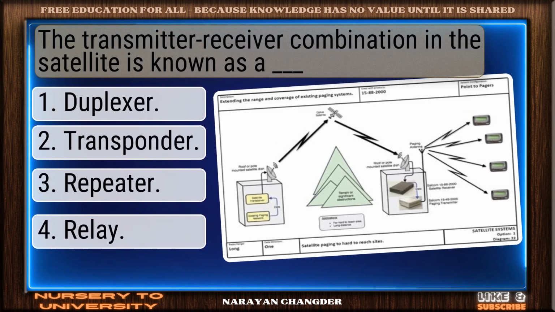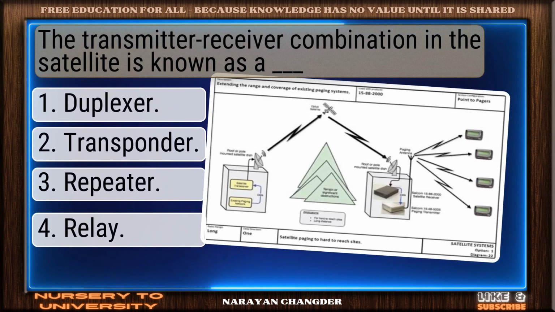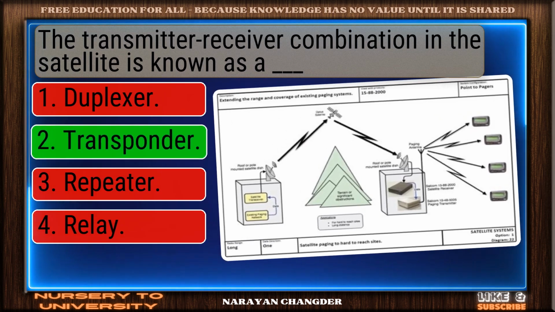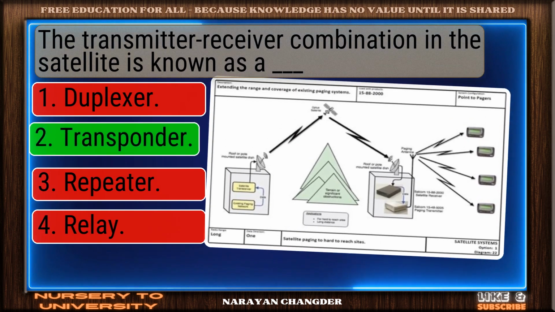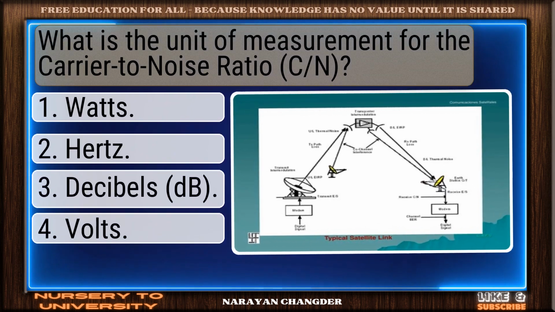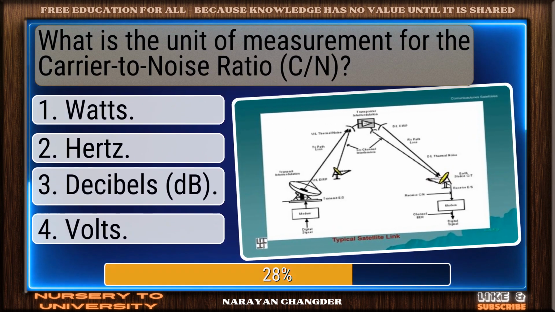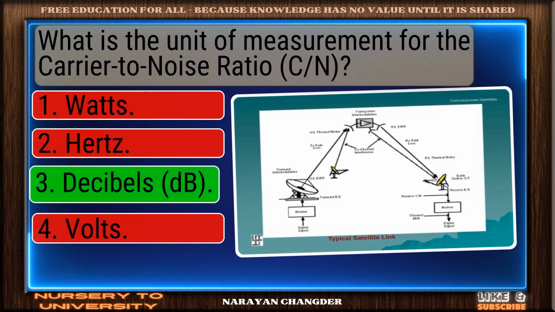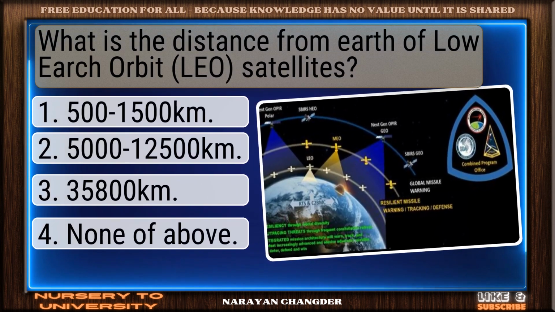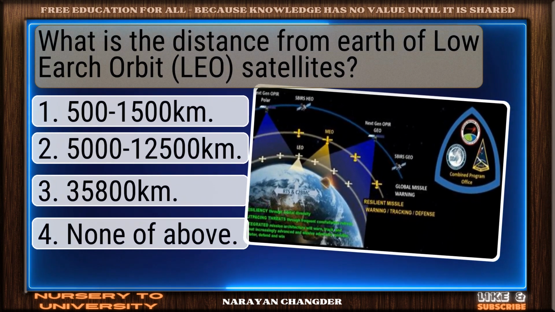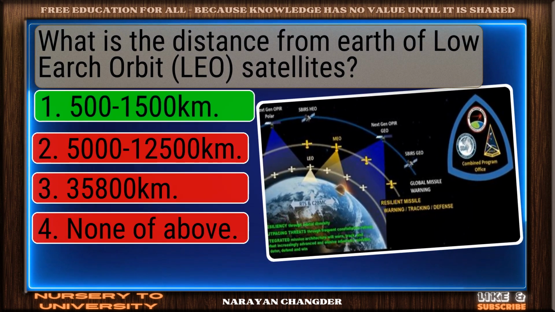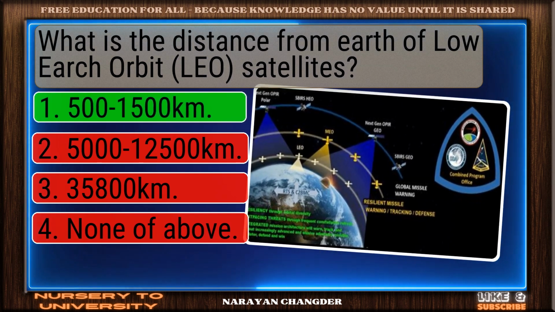The transmitter-receiver combination in the satellite is known as a dash. Smart move. Transponder is an accurate answer. What is the unit of measurement for the carrier-to-noise ratio? Perfect. Decibels is the correct choice. What is the distance from Earth of low Earth orbit satellites? Well done. 500 km is the right choice.